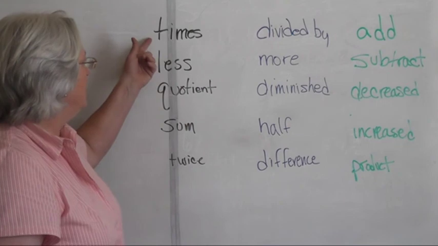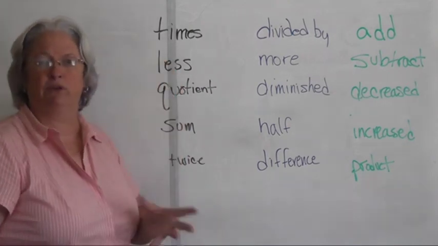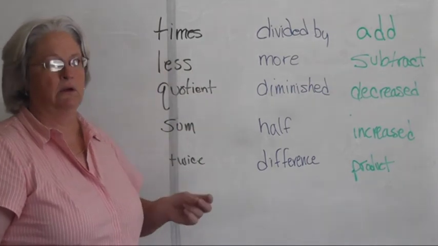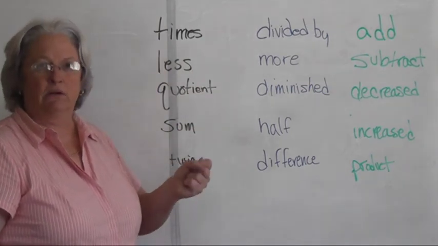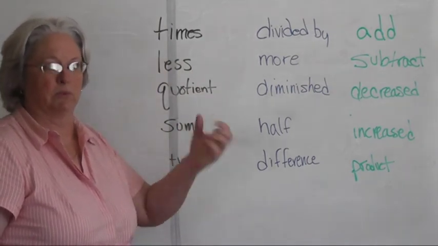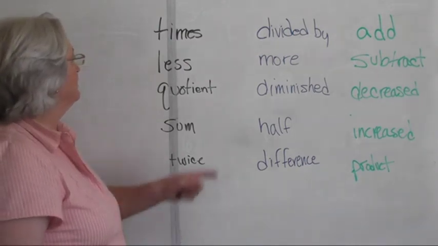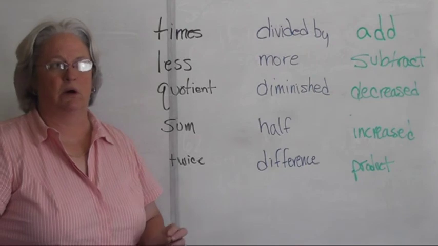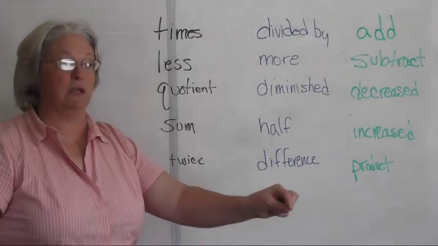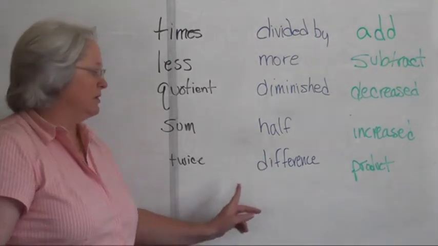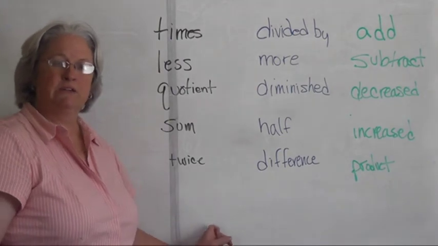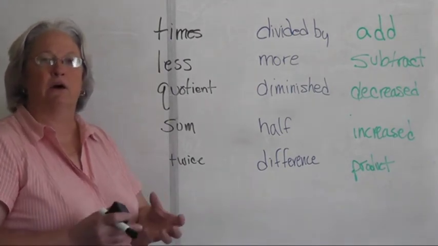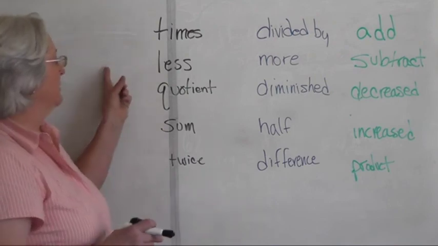Obviously, if you see times, 9 times a number, we're multiplying. We're counting that number 9 times, the number plus the number plus the number, 9 times the number. What is less? If we say that there are less cookies in this bag than there are in this one, less means that you have fewer. It indicates that you have the concept of subtraction that you're dealing with.